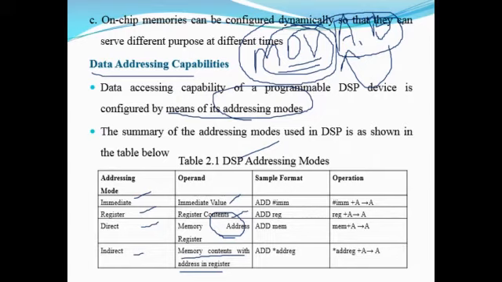It is indirectly pointing towards a particular memory location within which we have some data, and the address is in a register. So we can see the sample format: add immediate data, an instruction used to add the immediate data. Similarly, add the data with a register, add the data with the data in a memory location, and add the data to a register which holds the address. So this is what we see in terms of operation.